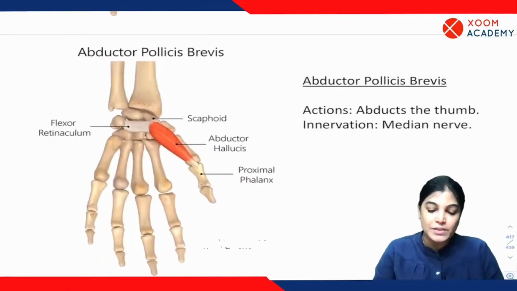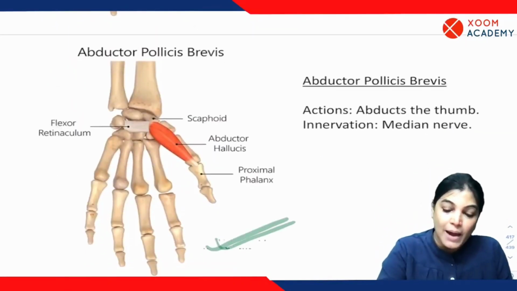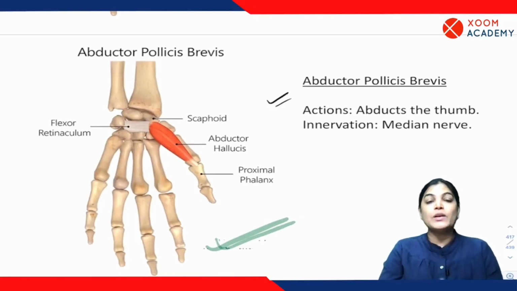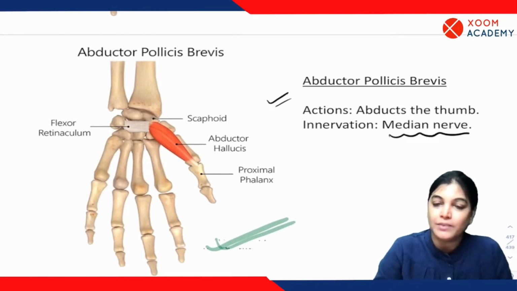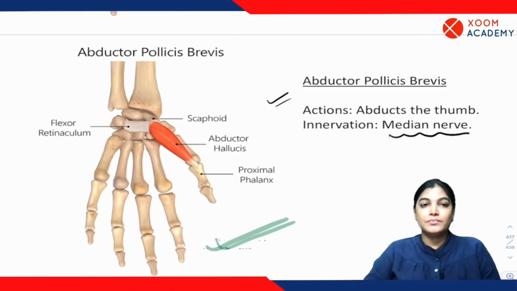Abductor pollicis brevis, by the name only it is clear, causes abduction of the thumb. And as we know, all the muscles of the thenar eminence get innervation from the median nerve. So what is the nerve supply? The nerve supply is the median nerve. Action: abduction of thumb.